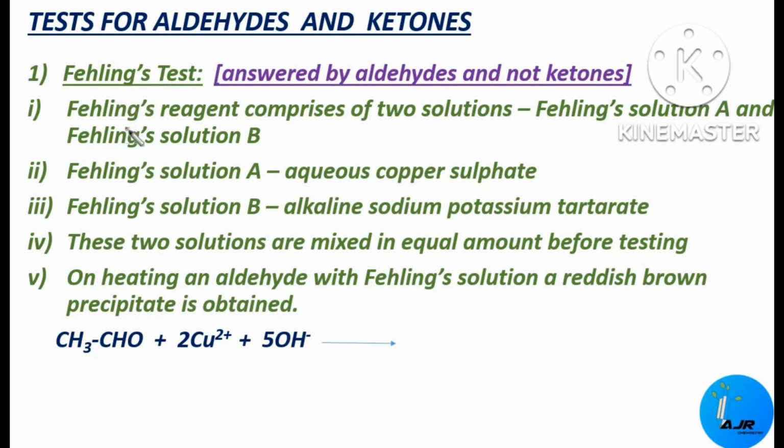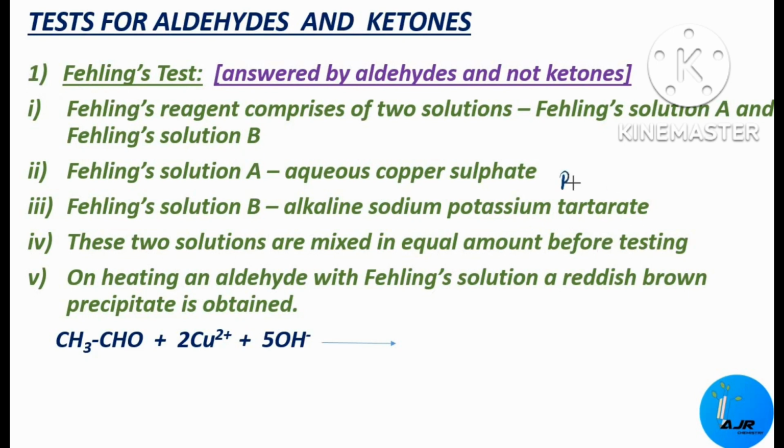Let us see what Fehling's reagent is first. Fehling's reagent comprises two solutions, Fehling solution A and Fehling solution B. Fehling solution A is nothing but aqueous copper sulfate solution, and Fehling's B solution is alkaline sodium potassium tartrate, which has another name, Rochelle salt.